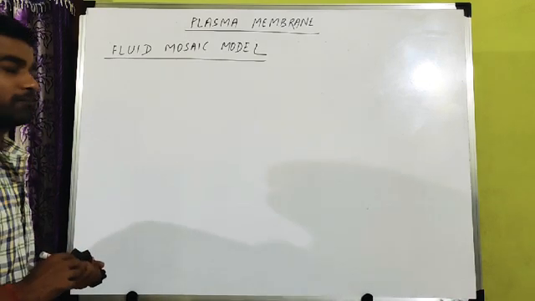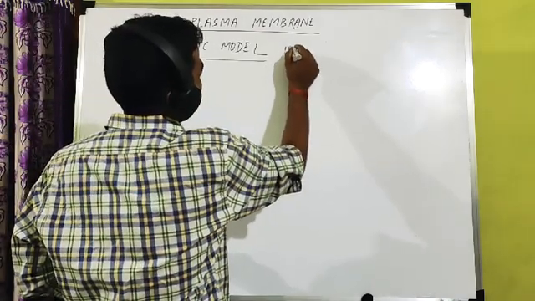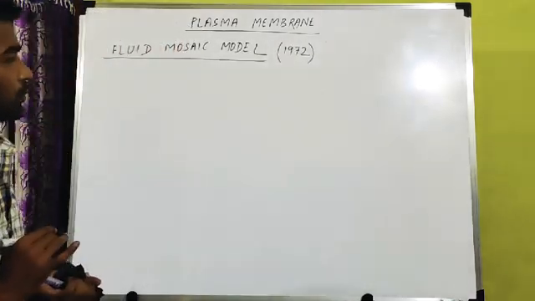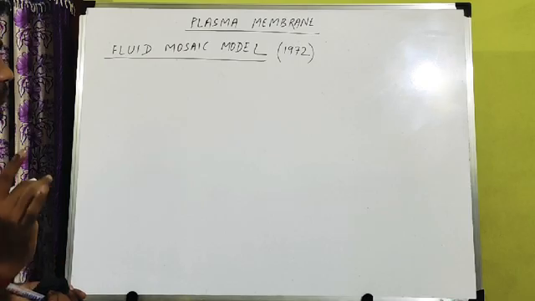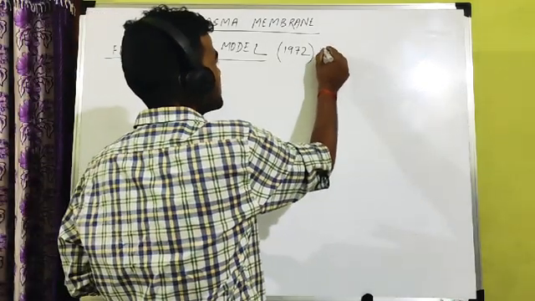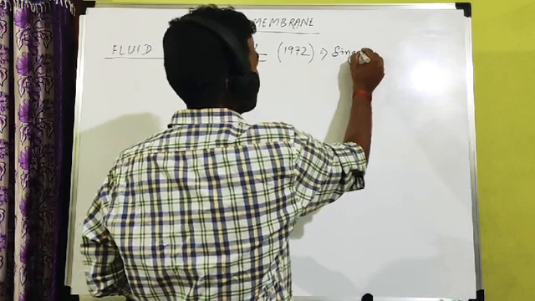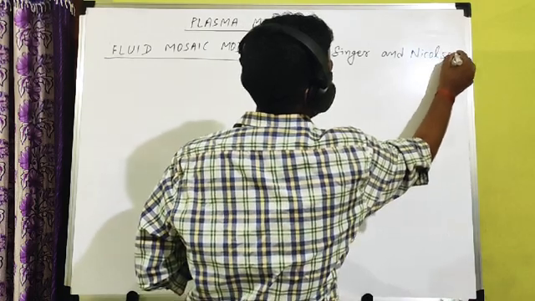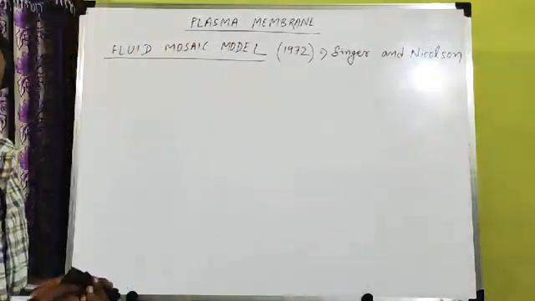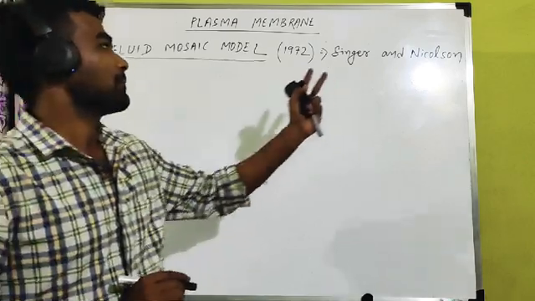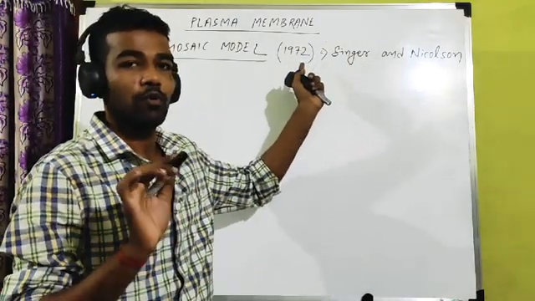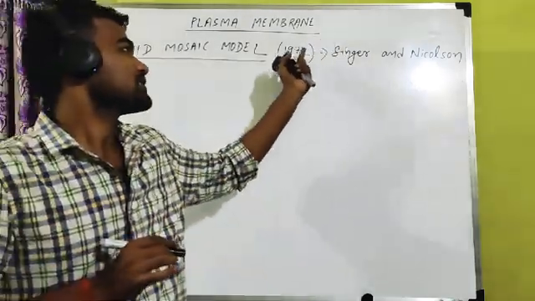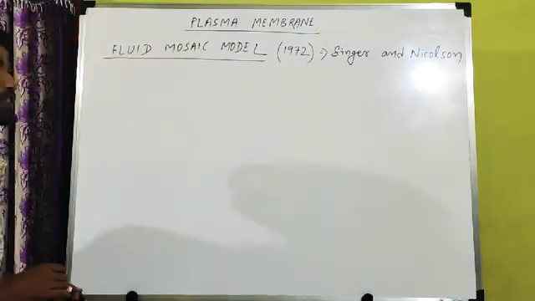So fluid mosaic model. This model was given in 1972 to describe the structure of cell membrane. Fluid mosaic model was given in this year by two scientists, Singer and Nicholson. Singer and Nicholson together gave this theory. You can easily remember two scientists, easily 72, not 74. Sometimes it may confuse in MCQ type of question in which year this was given. So two scientists and given in 1972, fluid mosaic model.